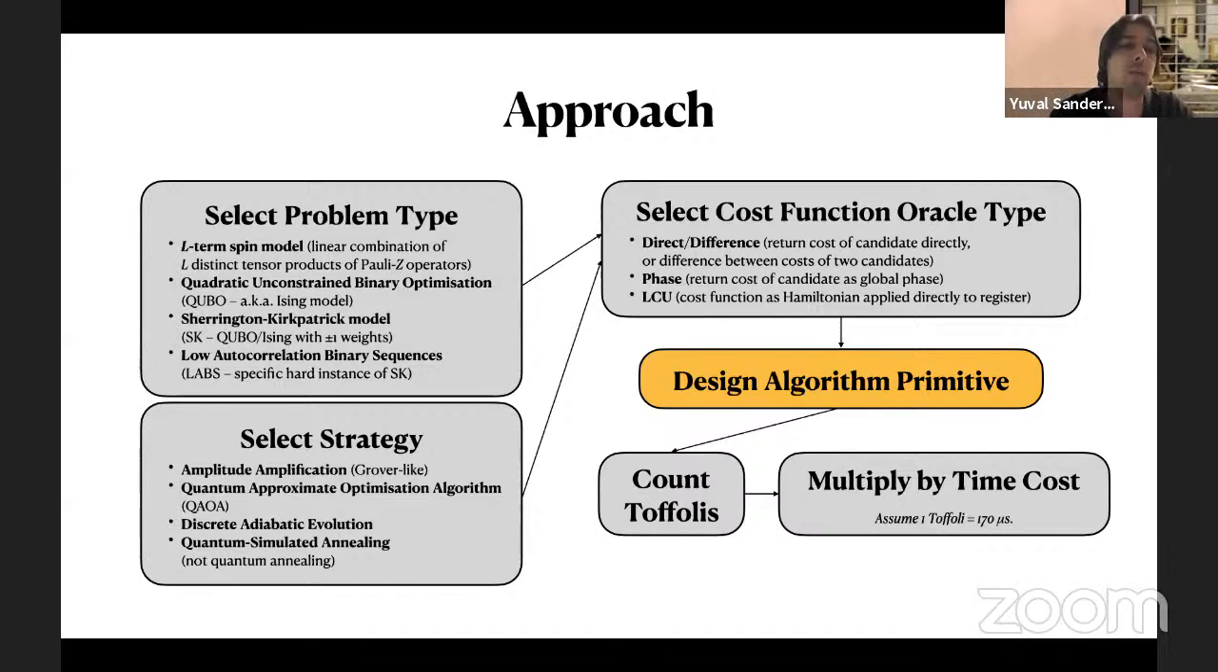And then the last one in this list of possible problems we looked at was the low autocorrelation binary sequences. So this is a specific hard case of the SK model, a specific instance. So given what problem type has been chosen, there are different ways to evaluate the cost function. But there's one more ingredient that we need before we know how we're going to try and evaluate the cost function.